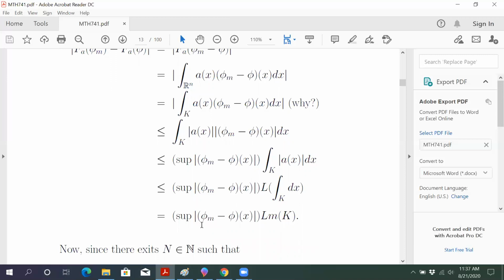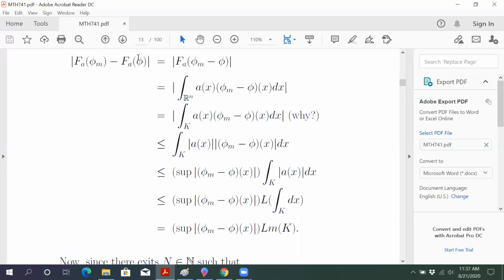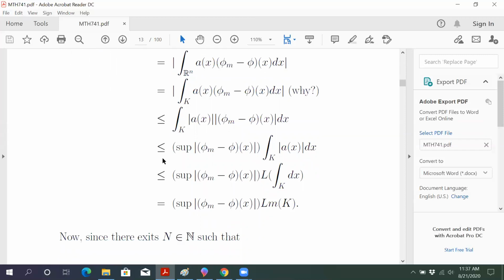Next, we are going to use the fact that Pm converges to Phi uniformly. So if m is large enough, this will be smaller than any positive number, which means the distance between these two can be smaller than any positive number if m is large enough. That means that Pm converges to Phi, and F is continuous. We are going to show this. So you write up to here, then I explain.